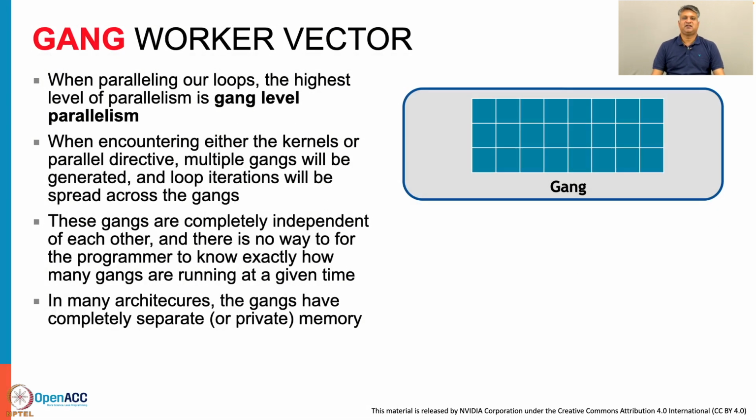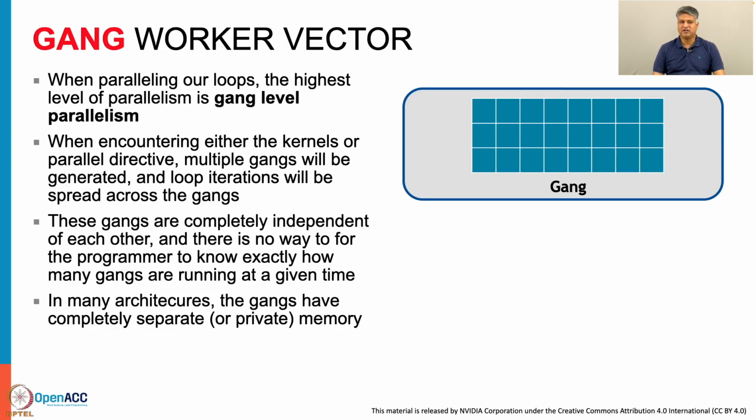So when we are parallelizing our loops, the highest level of parallelism is at the gang level, when you have an entire group going in together. So typically when you're encountering either the kernels or the parallel directive, multiple gangs will be generated and loop iterations will be spread across these gangs.